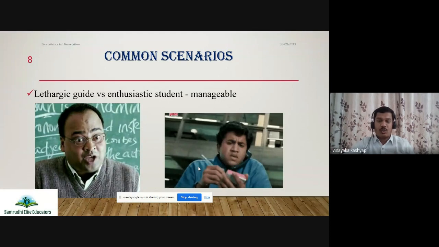The third scenario is lethargic guide and enthusiastic student. The student is very enthusiastic, so he wants to do many things, he wants to do all types of research, but the guide is saying you do whatever you want, I'll just sign your dissertation. So these are a few of the scenarios that we see. So this is a manageable thing because the dissertation is going to be done by the student and the guide is going to help out, right? So these are the few common scenarios we see day to day in the colleges.